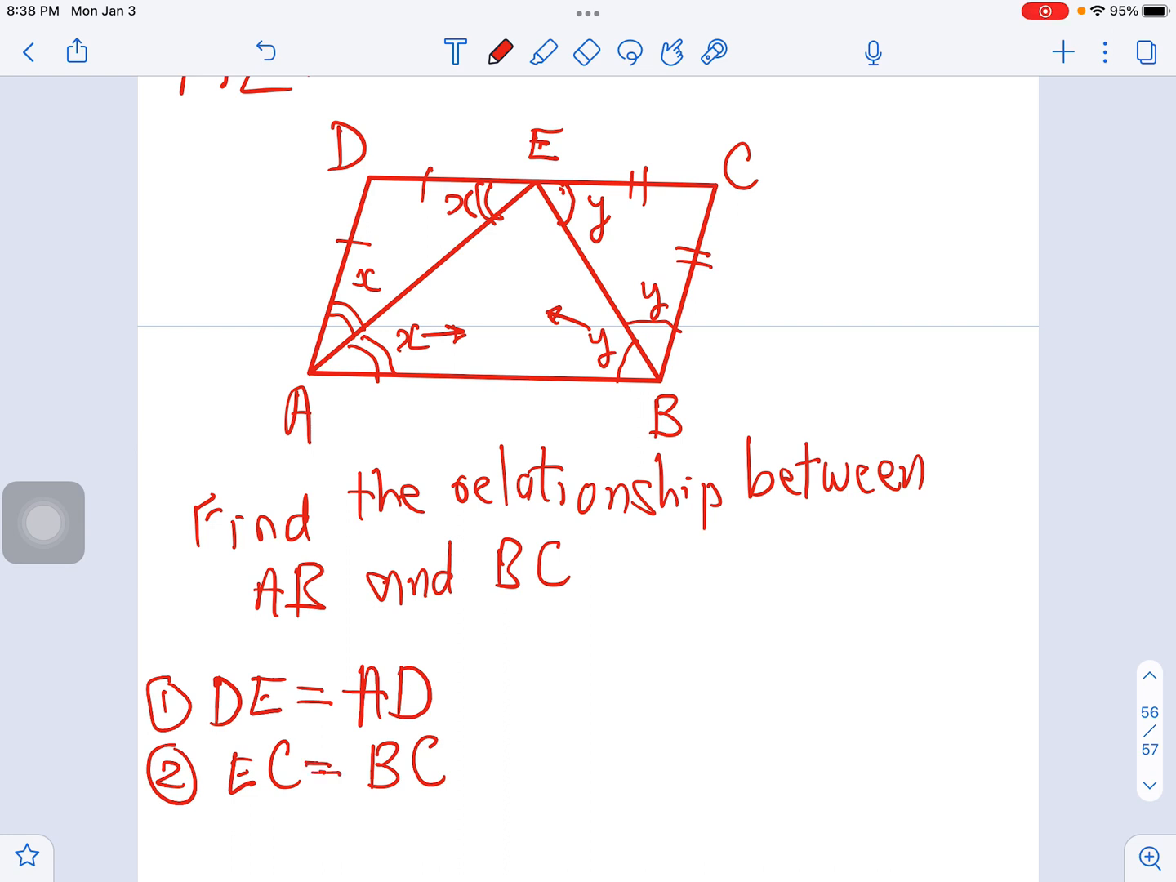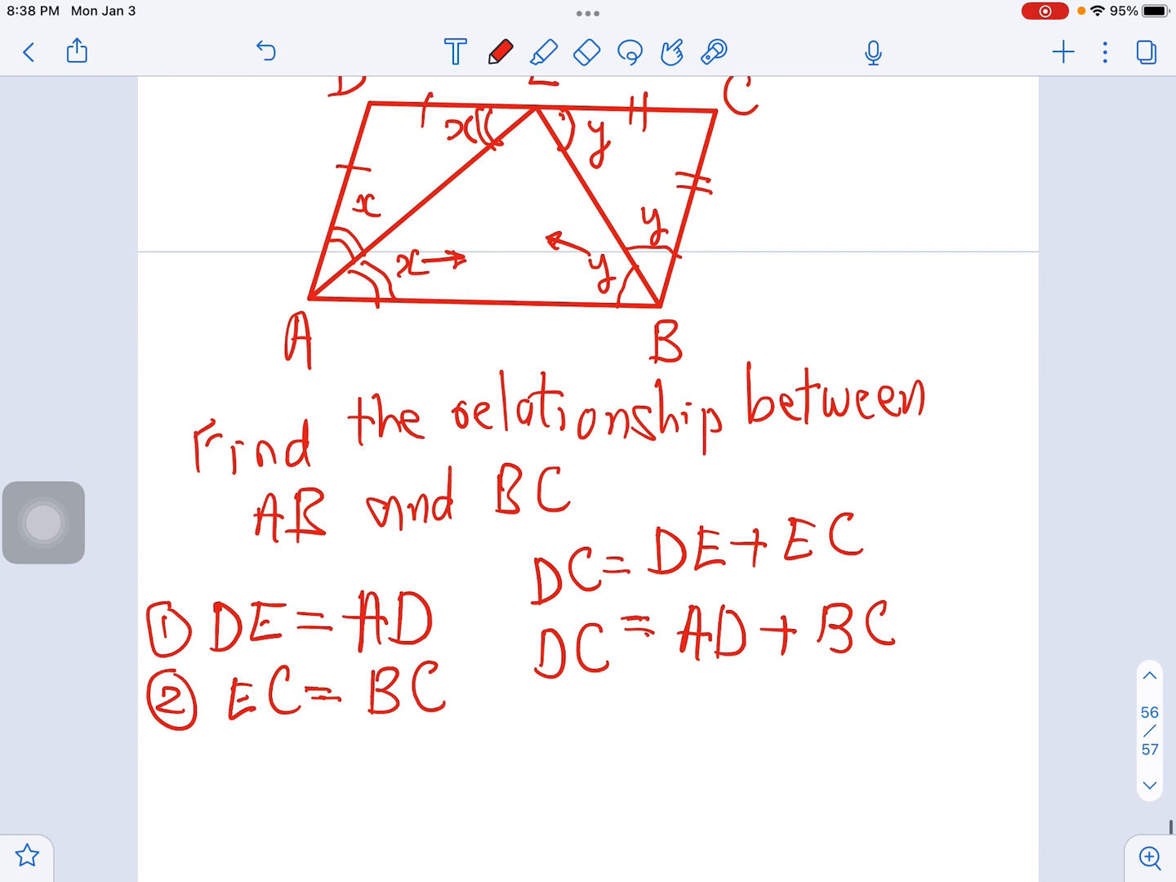Okay. If this is the outcome that you get, we can all agree that DC, which is equal to the sum of two segments DE and EC, right? Segment addition postulate, right? So DC is DE plus EC. If I replace DE with AD, and if I replace EC with BC, right? I get DC equals AD plus BC.